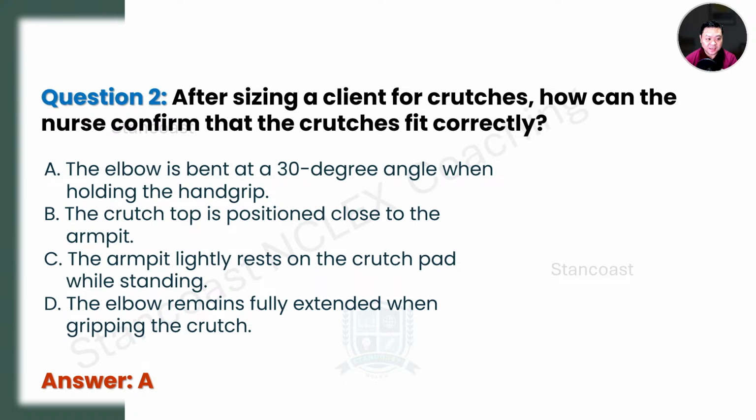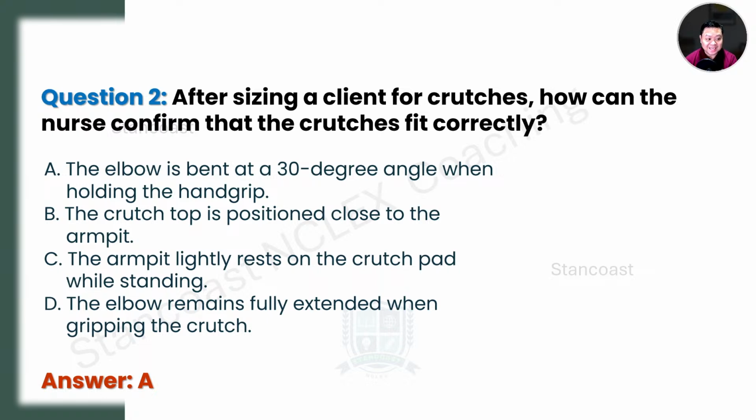Now, if you selected letter B, the crutch top is positioned close to the armpit. Take note that this can lead to nerve damage from excess pressure on the axillary nerves. This should not happen, so B is incorrect. If you selected C, this can allow the axilla to rest on the crutch pad, and this can also compress the nerves. It's not going to be a proper fit.